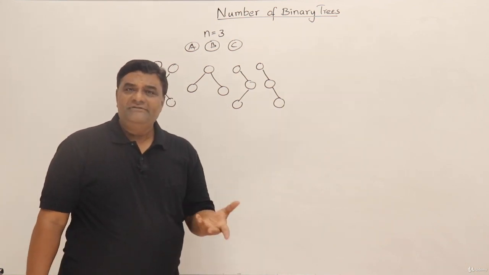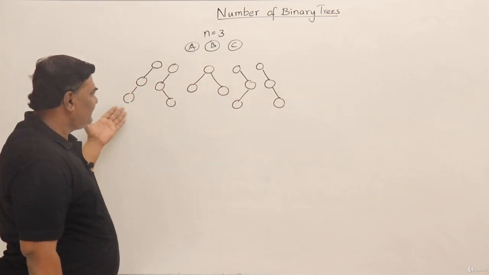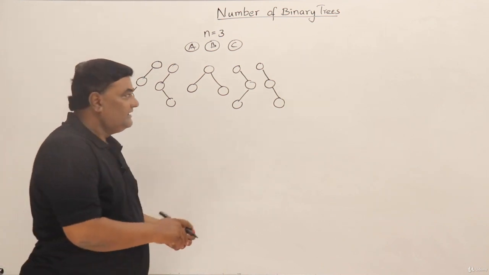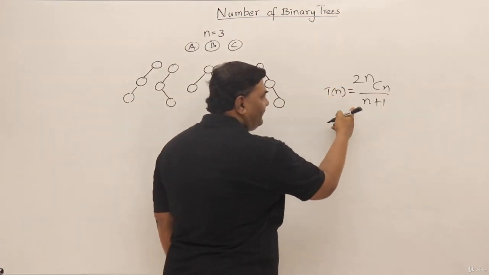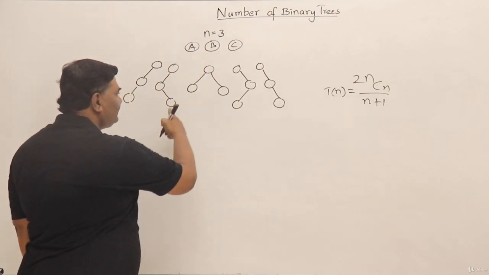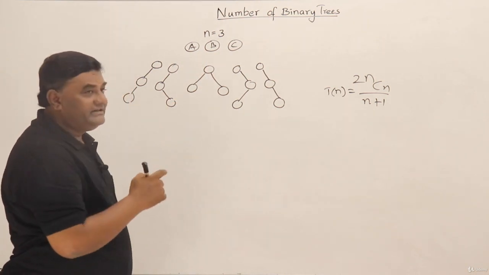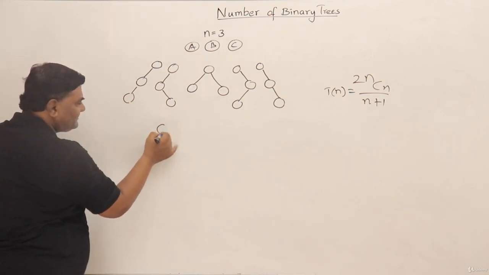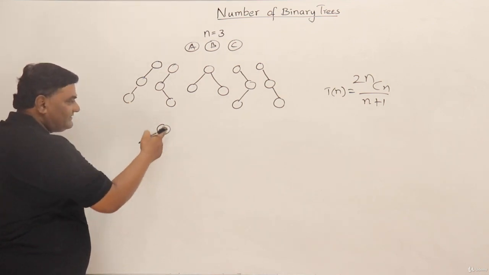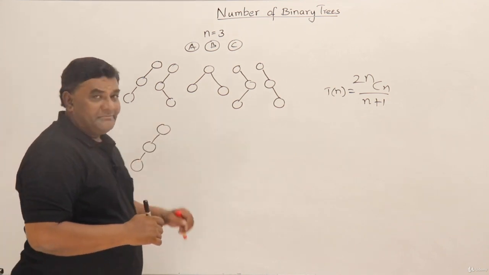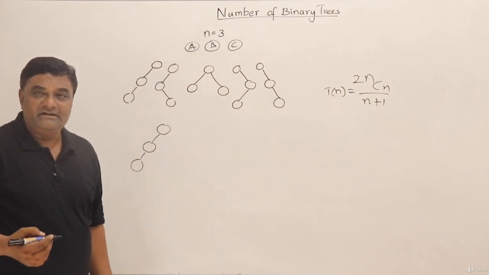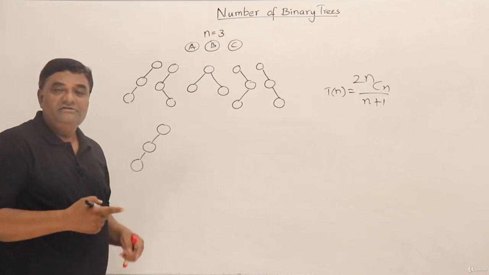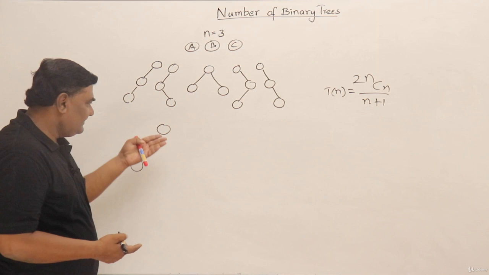Without labels, we already know the answer. There are 5 and the formula is 2n Cn by n plus 1. For 3 nodes, the answer is 5. But no, these are labeled. So labeled means if I pick up just one tree, this tree is unlabeled. If I try to label it, how many ways can I label it? 3 labels can be filled in how many ways? 3 factorial ways.